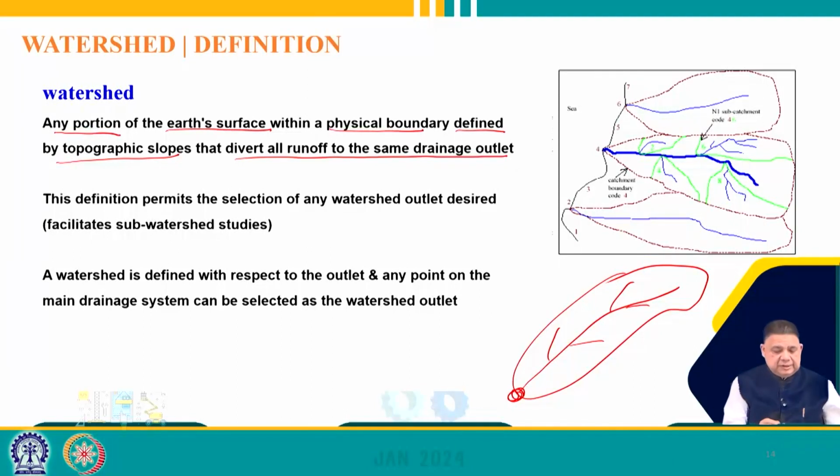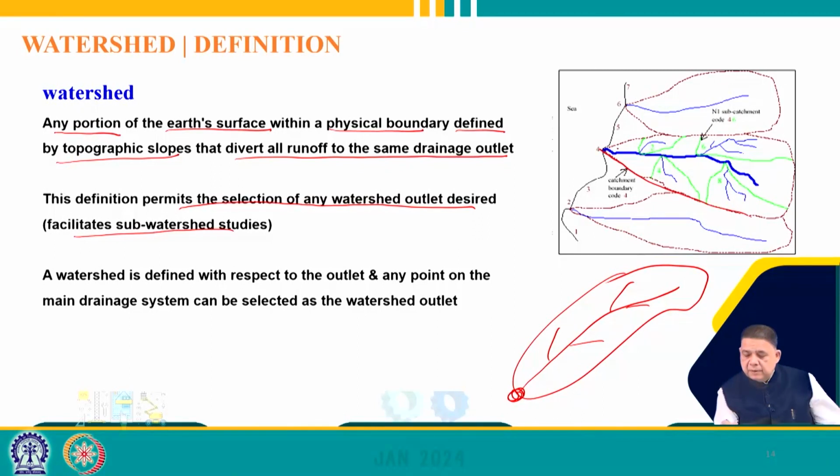Now, the advantage of this definition is that it permits the selection of any watershed outlet desired, or it facilitates sub watershed study. As you can see here, this one large one, this is a watershed as per our definition, because the topography is such that the entire water will be draining to this outlet number 4 here.